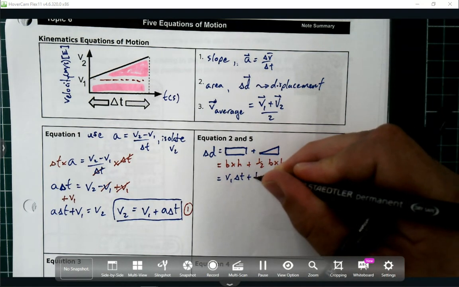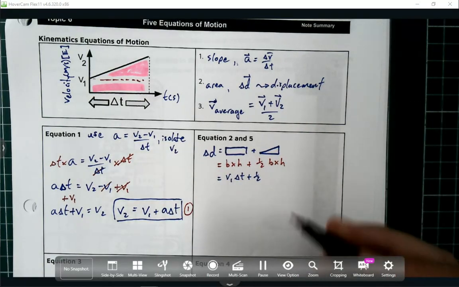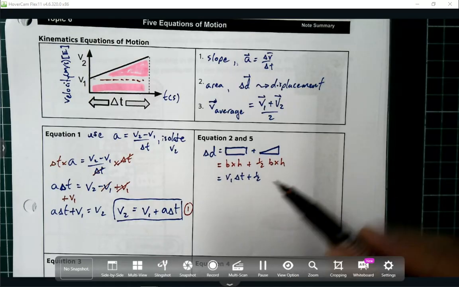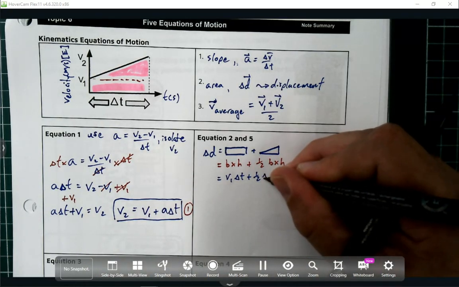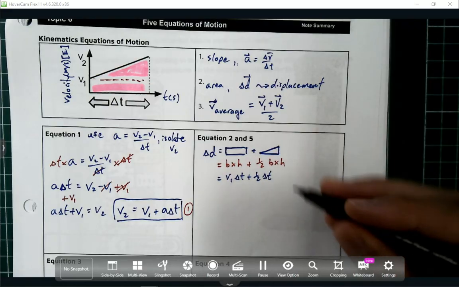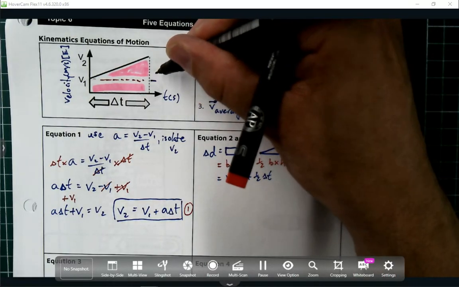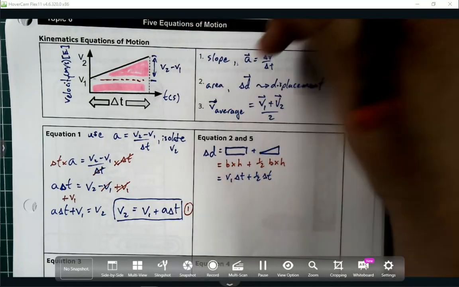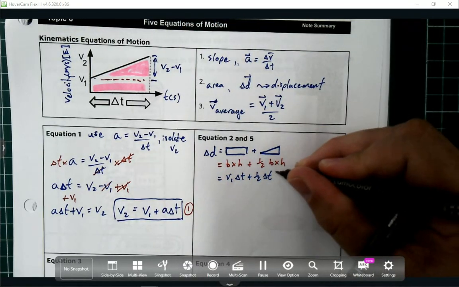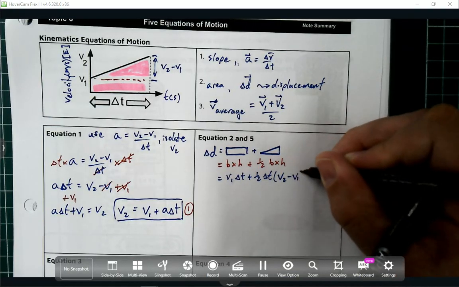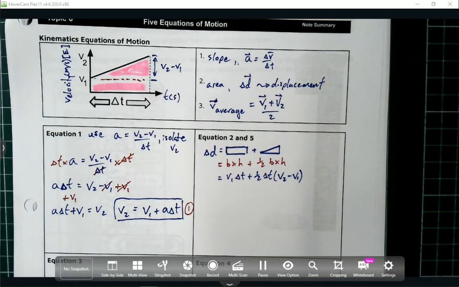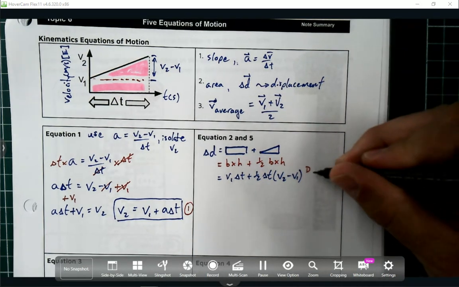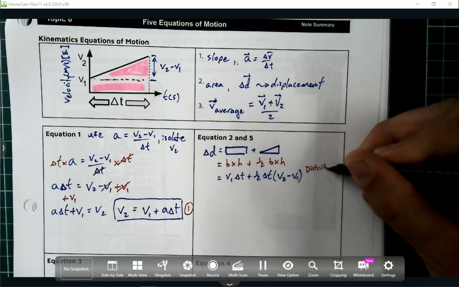Plus 1/2 times, and it looks to me like I've got base times height times 1/2. So the base would be delta T. The height, be careful, from here to here, this is the height. And that height is actually V2 minus V1. So the height is going to be V2 minus V1. And then I'm going to use my math language. I'm going to use the distributive property.